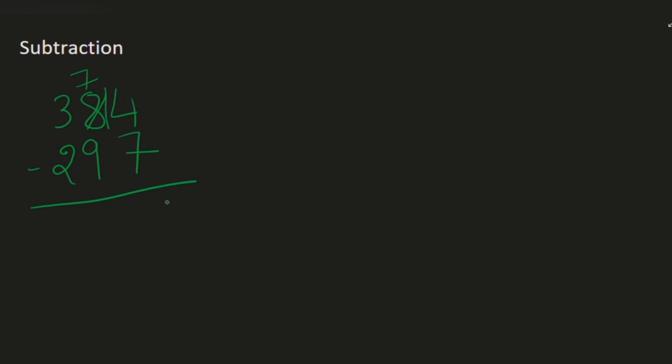14 minus 7, 7. Again, 9 is greater than 7, we need a borrow. We take it from here, 17. 17 minus 9 and 2 minus 2, 0. This is the general way of solving.